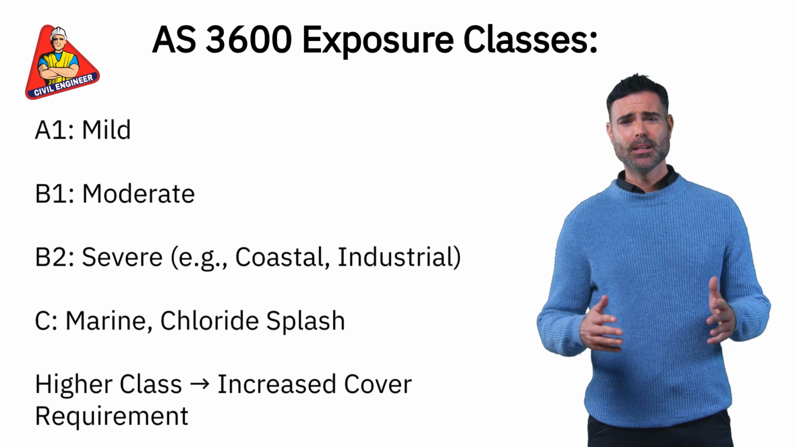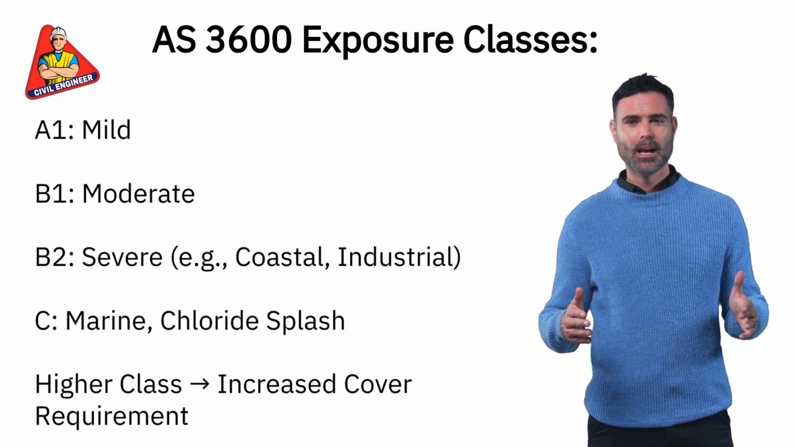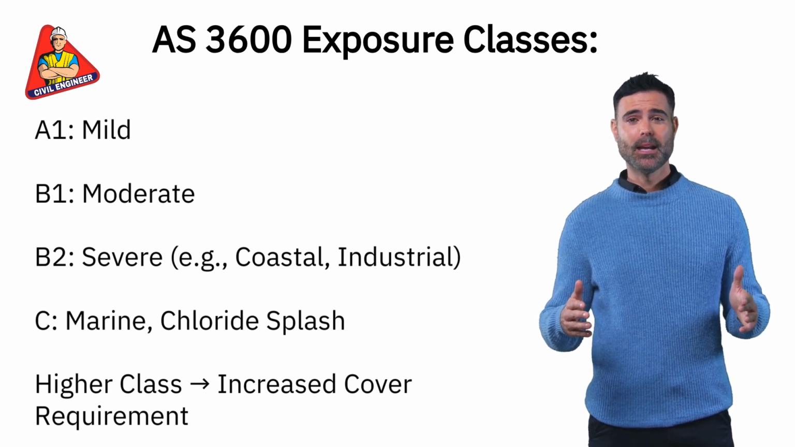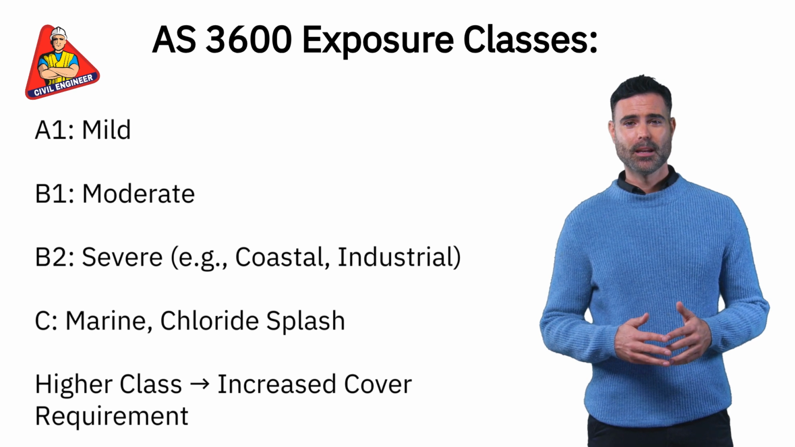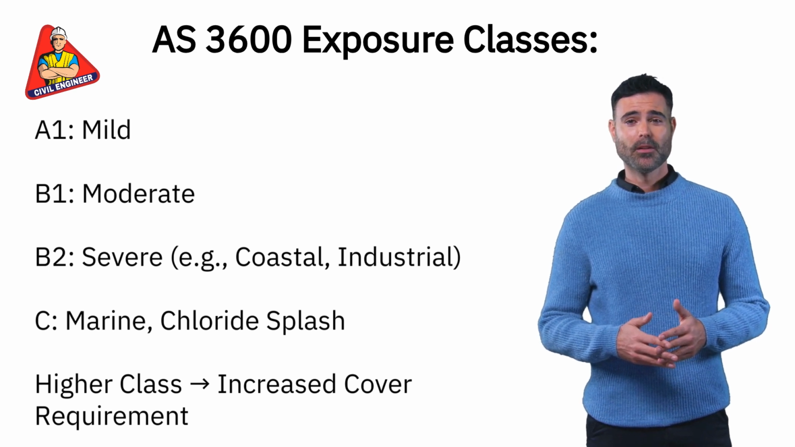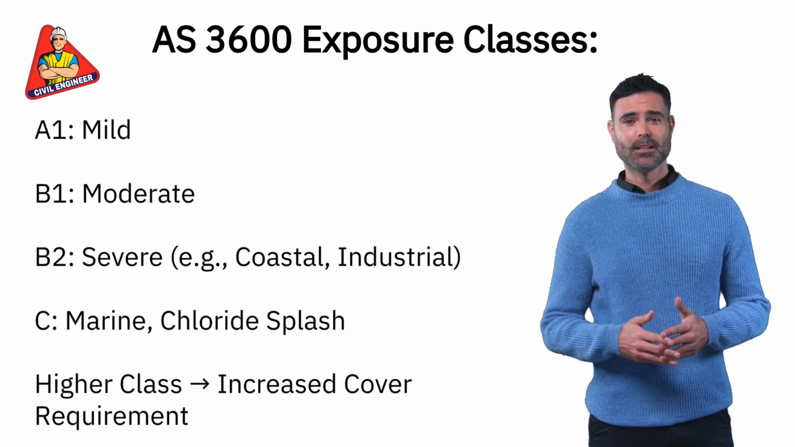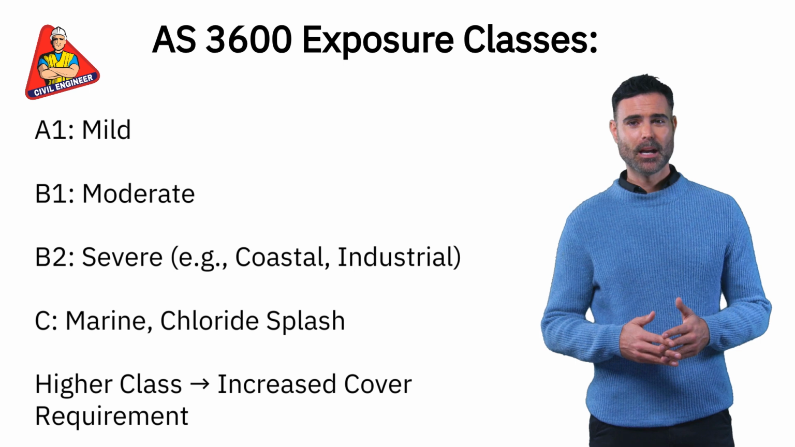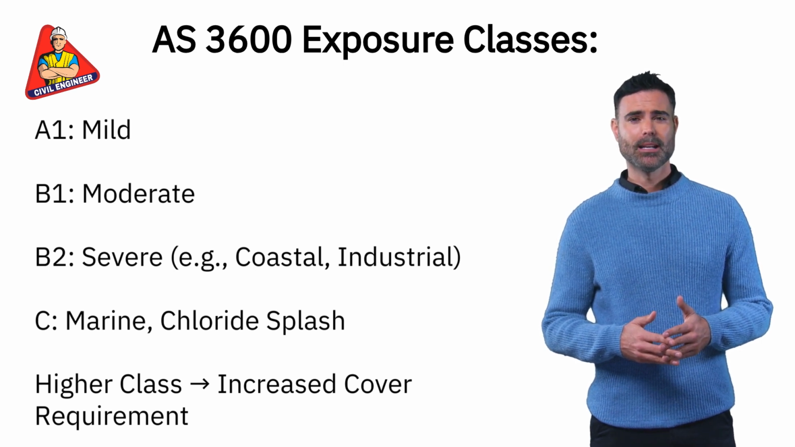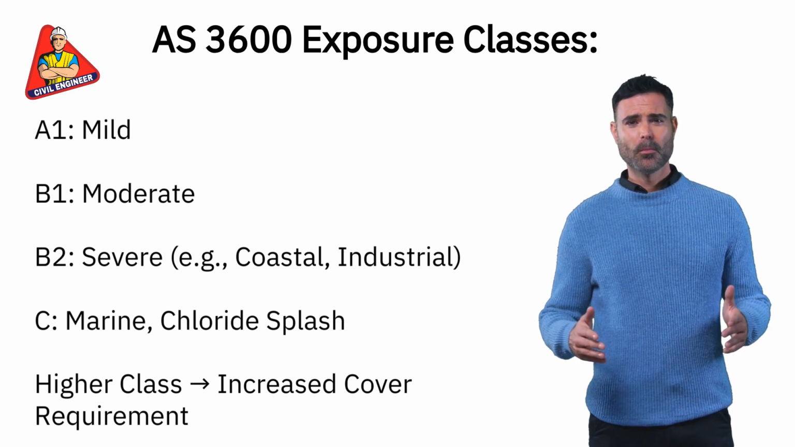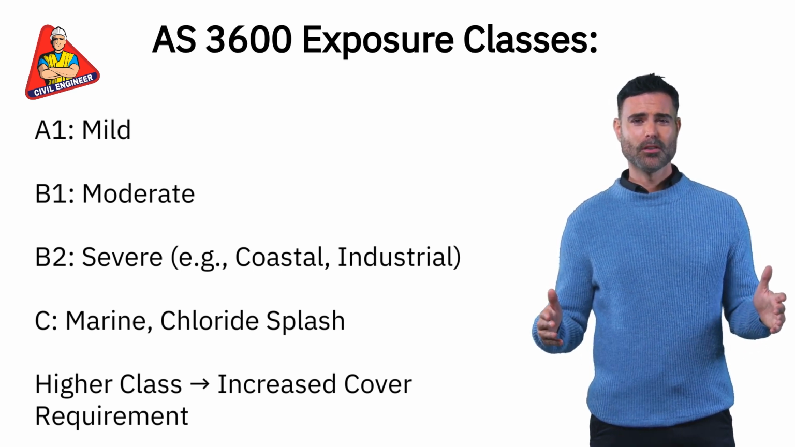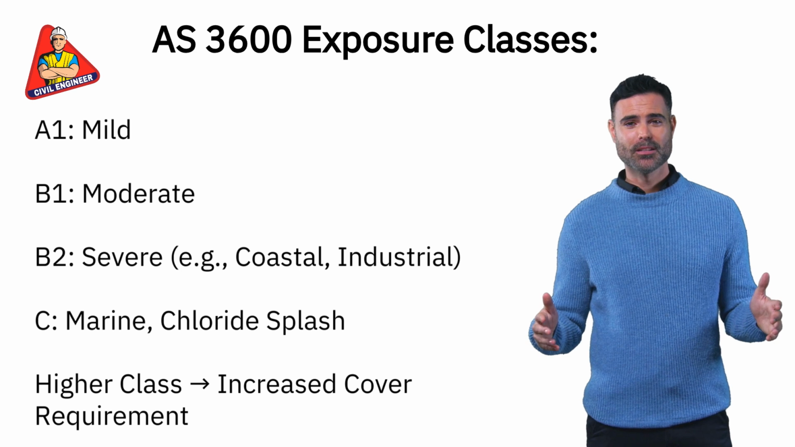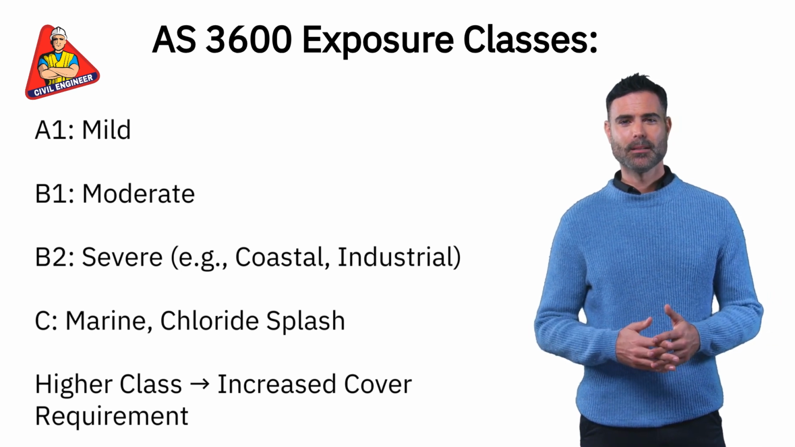In AS 3600, exposure classes range from A1 to C. As exposure severity increases, so does the required nominal cover to reduce diffusion of aggressive agents. For instance, a beam in Class B2, representing high humidity with chlorides, may require 40 to 60 mm cover. For marine substructure elements or coastal foundations, values up to 75 mm may be mandated.